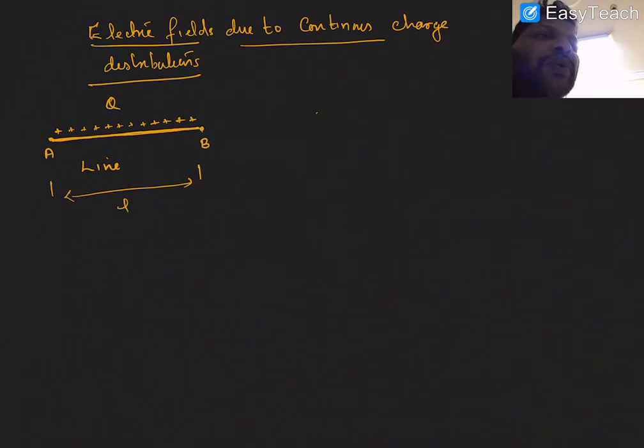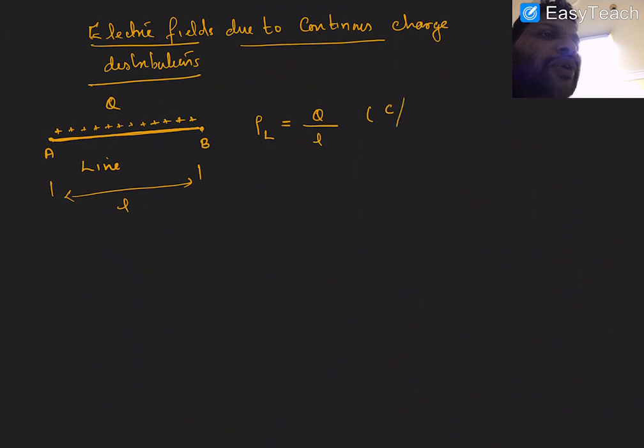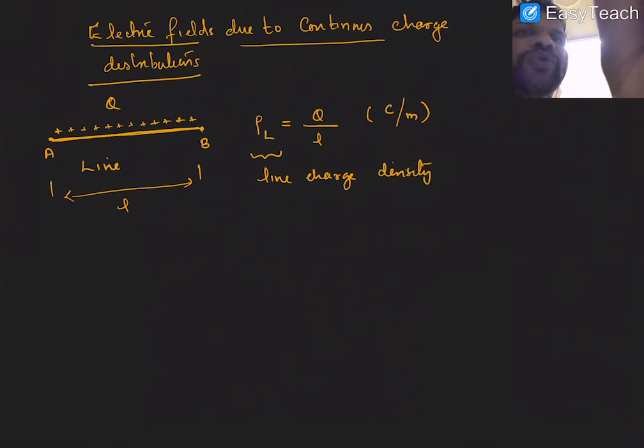Then Q over L will give you how much charge is distributed per unit length, and this is given as rho L. Don't confuse it with the rho that we have already discussed. The charge has the unit coulomb, and the length has the unit meter. So rho L is the line charge density. This is known as the line charge distribution.